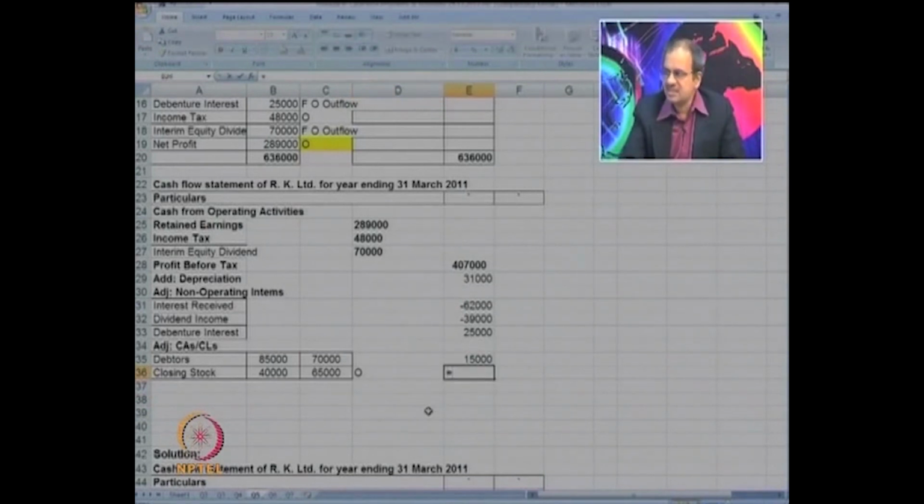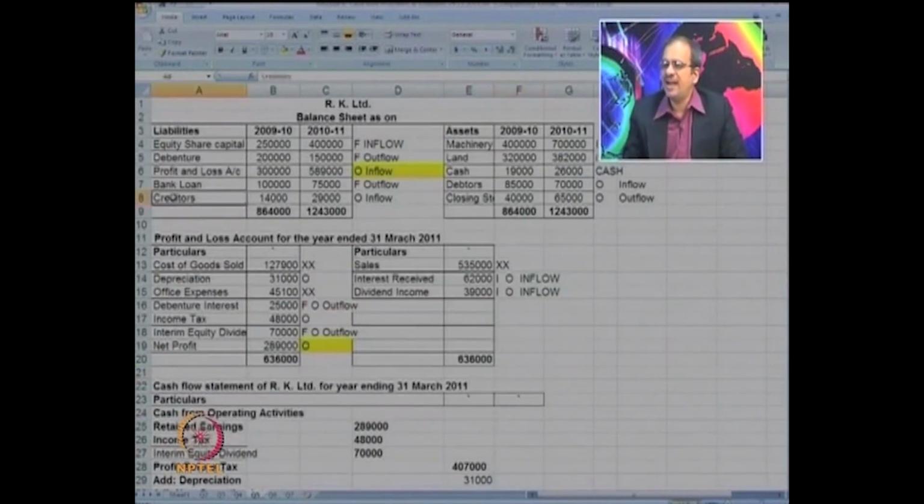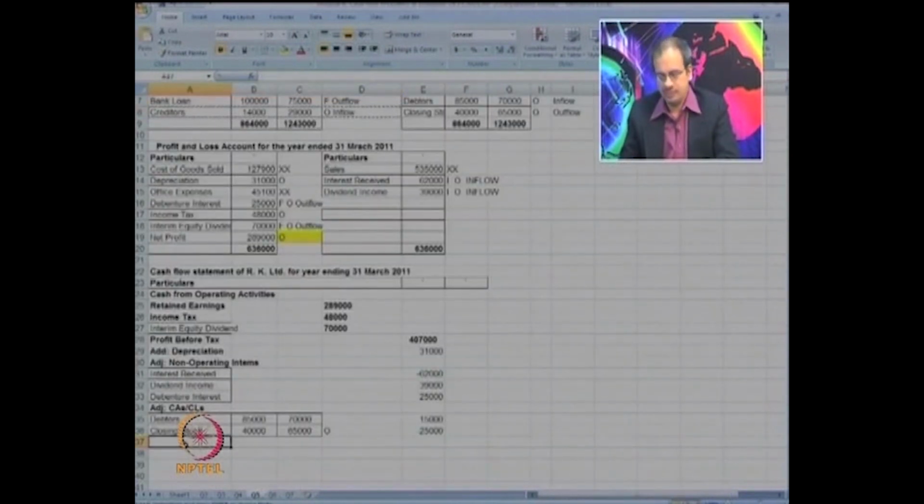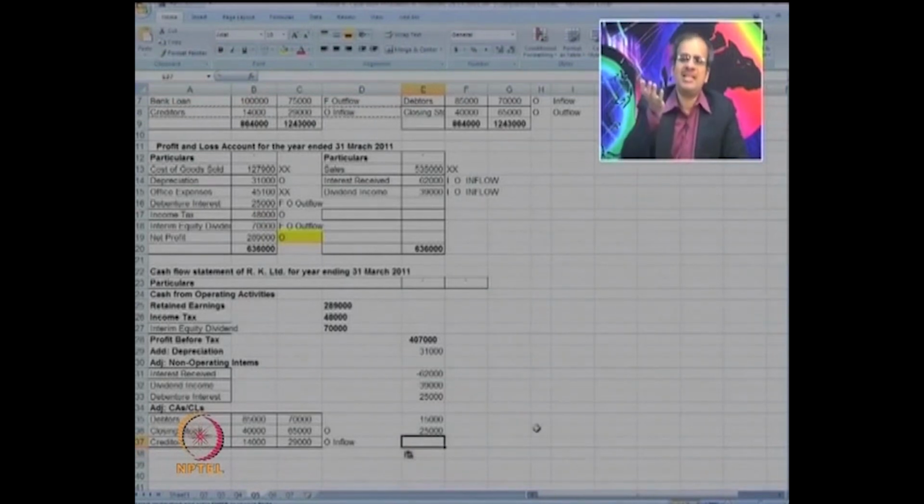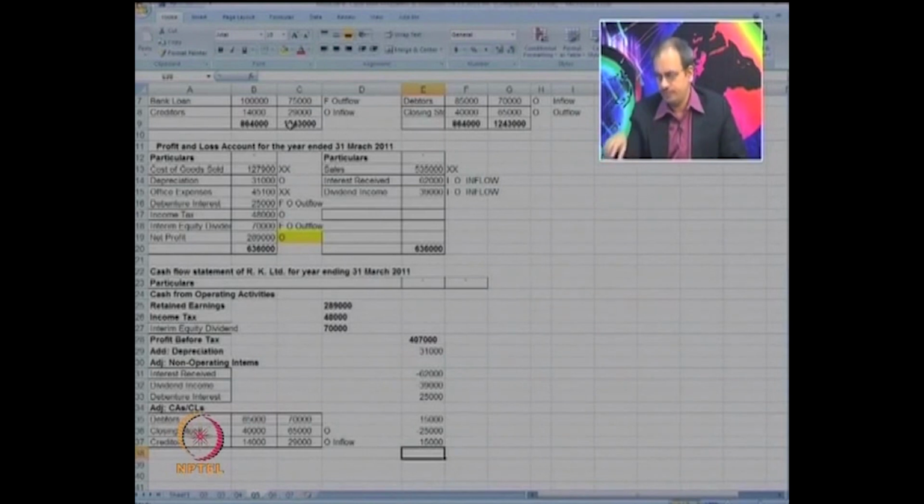So I will take the difference. So minus 25,000. Now take a look at the liability side, there is an item known as creditors. So creditors, you can see there is an increase in the balance from 14 to 29. It represents an inflow. I hope it's clear to you. So from 14 the balance has increased to 29. It is an inflow. So all the three adjustments are over.